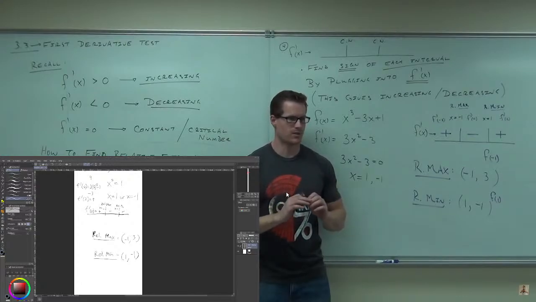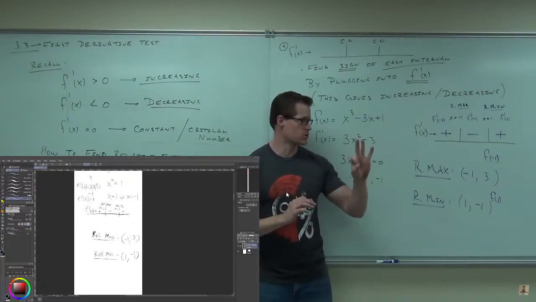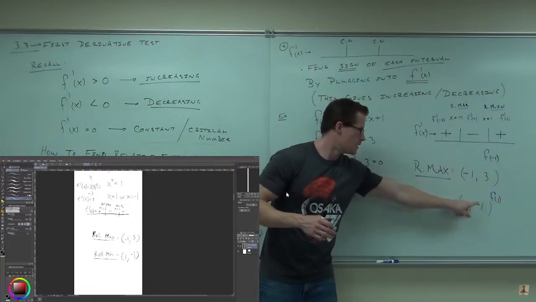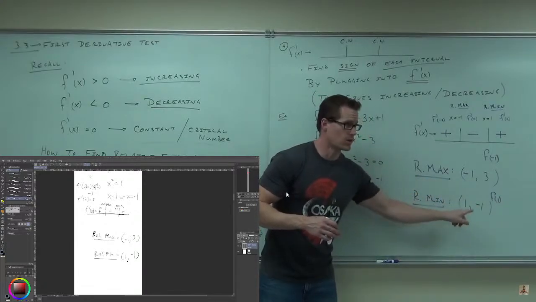What's the actual relative maximum? 3. Where does it occur? At the point -1, 3. Do you understand the difference? What's the relative minimum? It's the y values, the height. Yeah. It happens to occur at the point 1, -1.